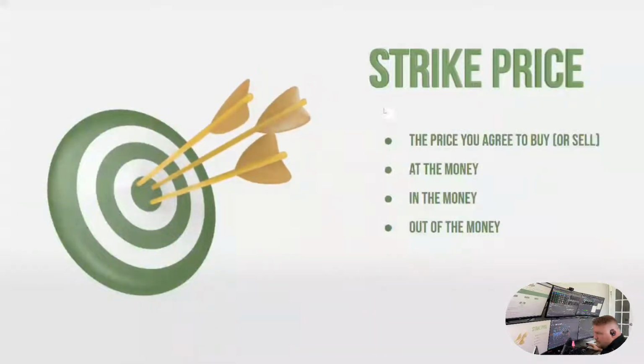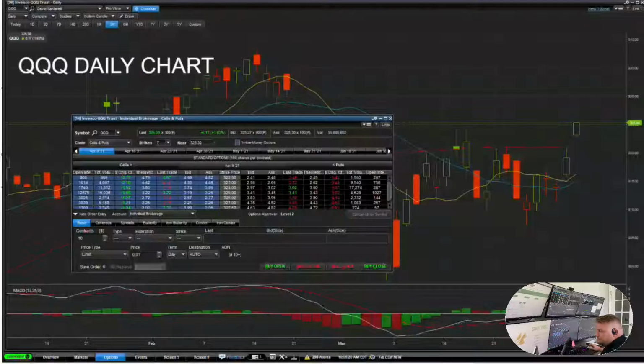Let's see, 151. Okay, perfect. Now I'm going to share this screen with you here. So you see the strike price. You have at the money, in the money, and out of the money. Now let's go to this screen right here, and I want to share this with you guys.